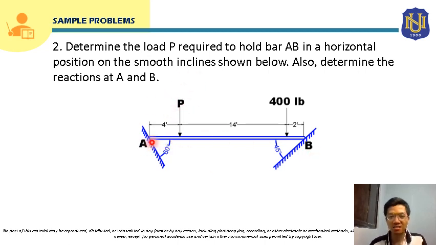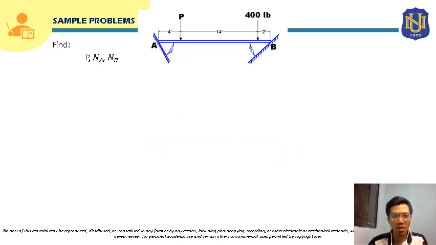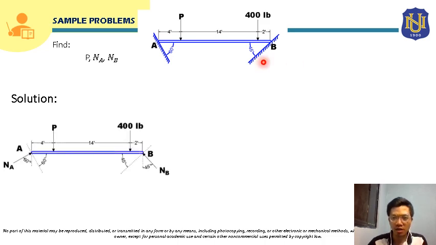As we know, since this is a smooth surface, there will only be a normal force here at A and a normal force here at B. So let's start solving this. For P, the normal reaction at A, this will be our A, and B is here, so we will solve for the normal reaction at B. We must first draw the free body diagram of bar AB. So this will be the free body diagram of bar AB.